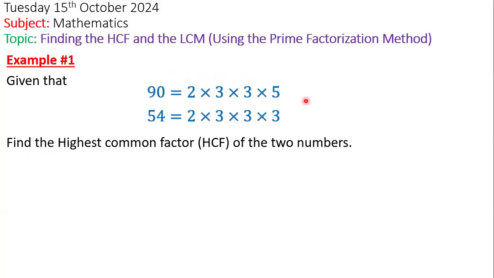So remember now, they already give you it, right? They already tell you that the prime factorization of 90 is 2 times 3 times 3 times 5. And they already tell us that the prime factorization of 54 is 2 times 3 times 3 times 3. Now, given that information, how can we find the highest common factor of these two numbers? Anyone have any idea of how we're going to do that?